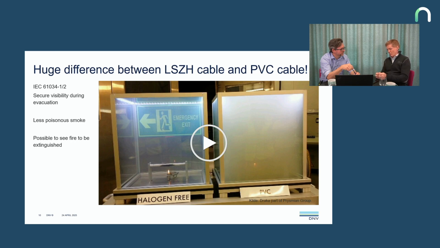But when you compare with the PVC cable, you can hardly see the flame in there, and you can absolutely not see the emergency exit. And this is only a 30 centimeter deep chamber. Imagine you are in a room, and you want to evacuate, or you want to go in there to extinguish the fire. You don't see the flame, you don't know where to put the water spray. And this is still allowed in, let's say, general international requirements.